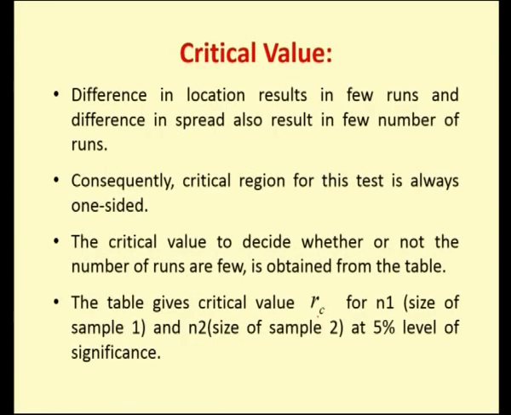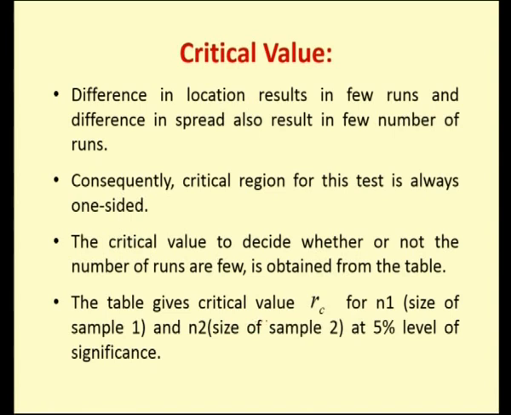Critical value: a difference in location results in few runs, and a difference in spread also results in a few number of runs. Consequently, the critical region for this test is always one-sided. Though you are considering two sets, it is going to be one-sided only. The critical value to decide whether or not the number of runs is few is obtained from the table.